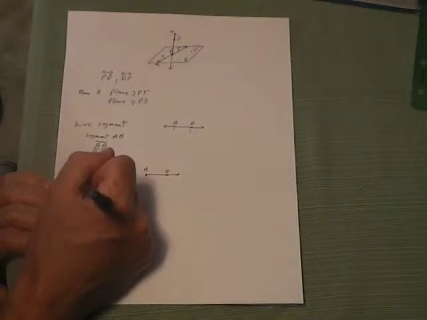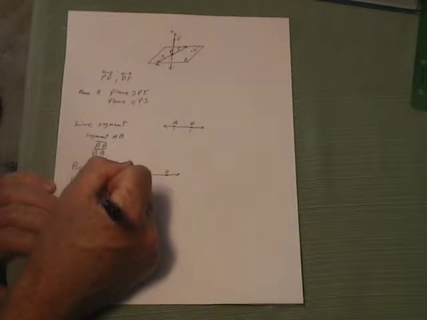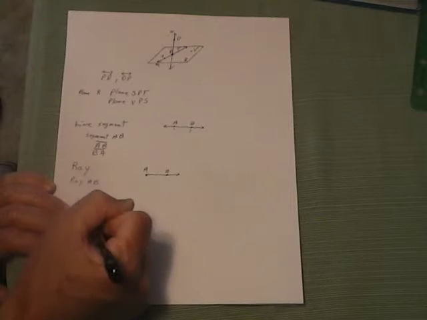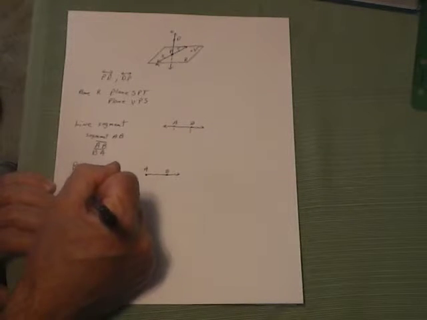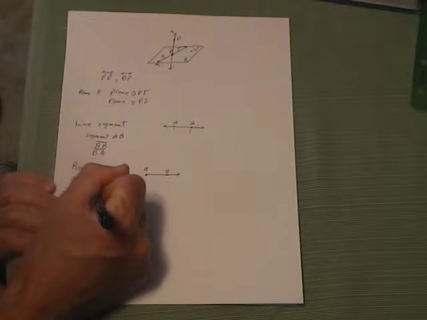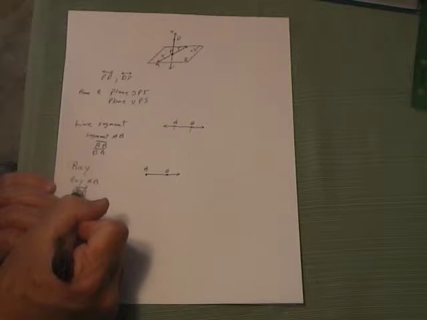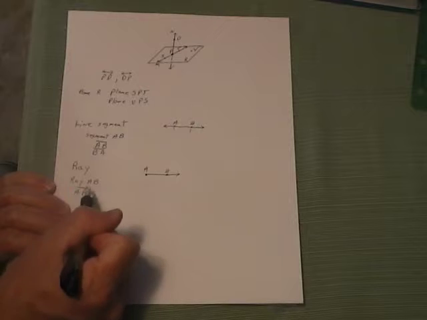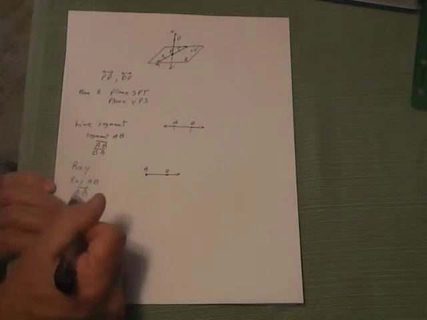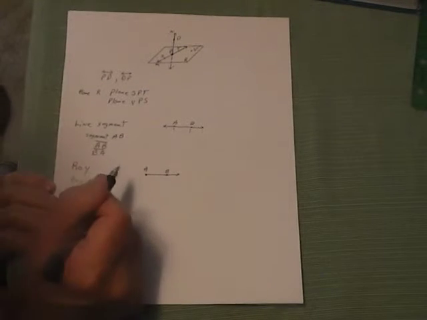So this would be ray AB. Always list the starting point first, or we could put AB with the ray symbol across the top, which has a starting point, and then it goes in one direction forever. And the first letter is always going to be your starting point.